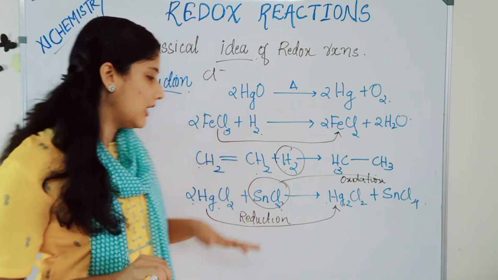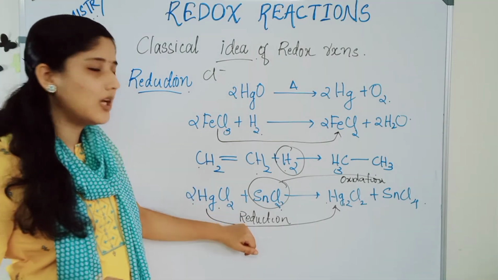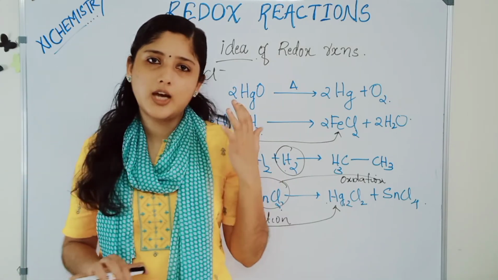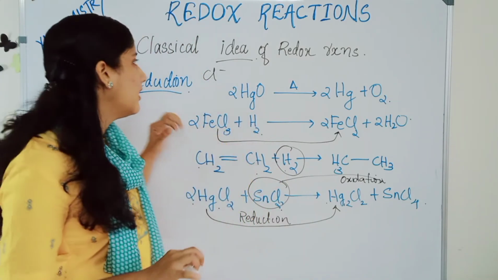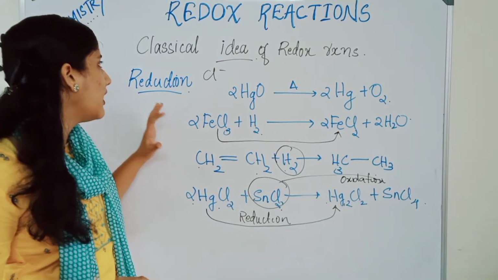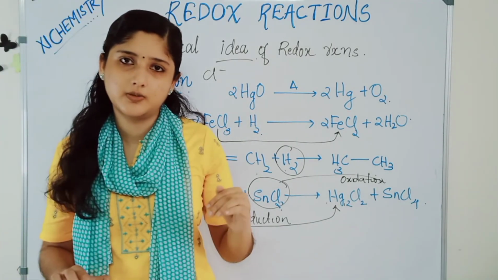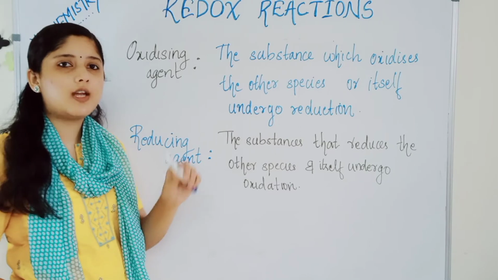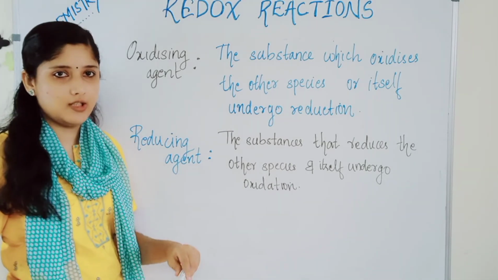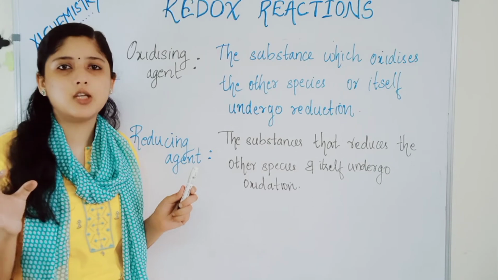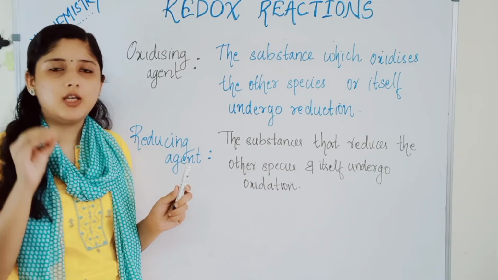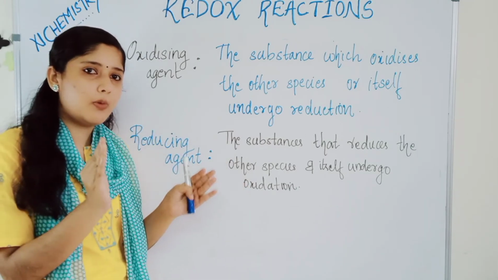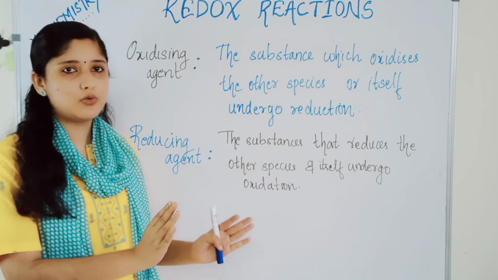I hope it's clear for you. In any reaction where both reduction process and also oxidation process happened, it is known as redox reaction, a combination of both oxidation and reduction. This is the whole regarding the classical idea of redox reaction. Now let's study about two terms, oxidizing agent and reducing agent. This is important. What is an oxidizing agent and what is a reducing agent? It is different from oxidation and reduction. Both are processes. Now we are going to study about oxidizing agent and reducing agent.